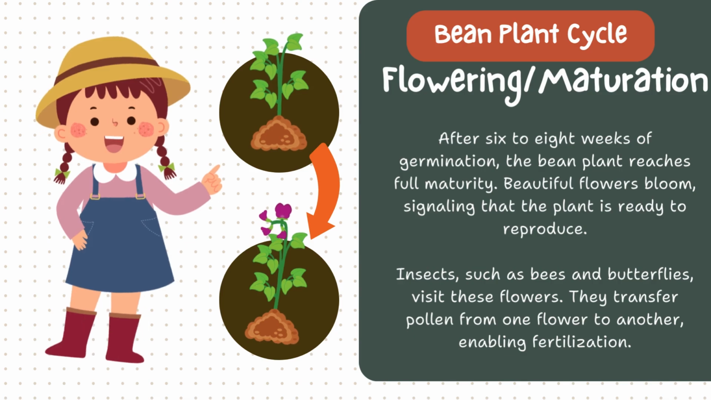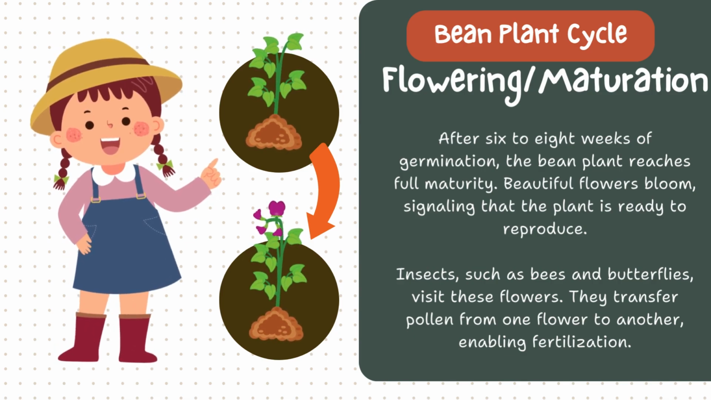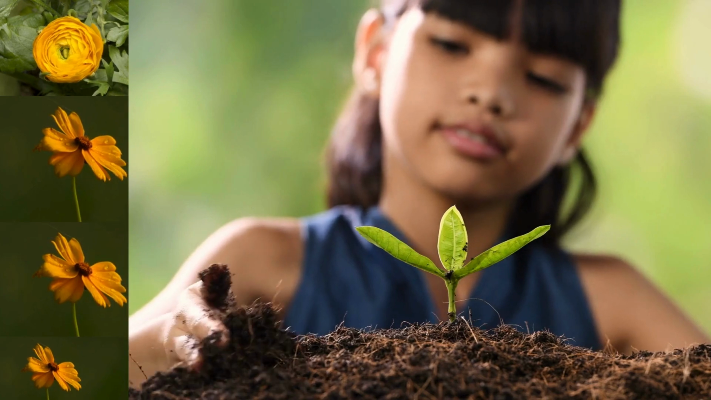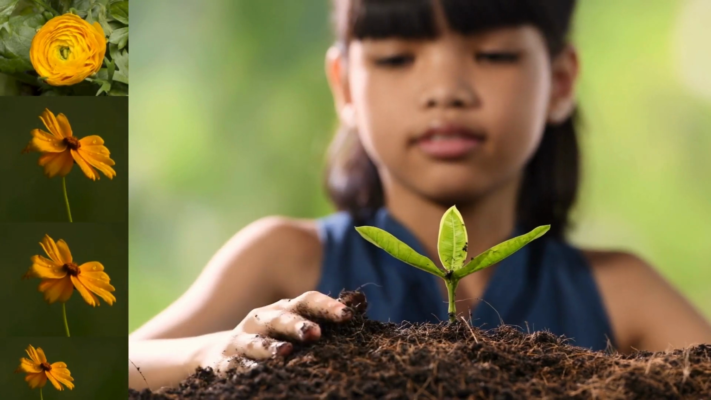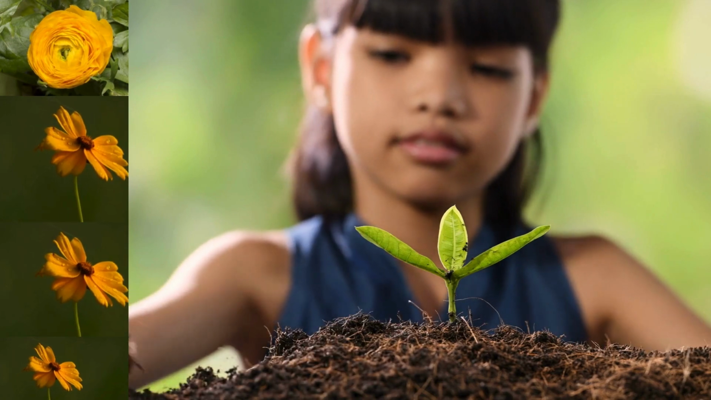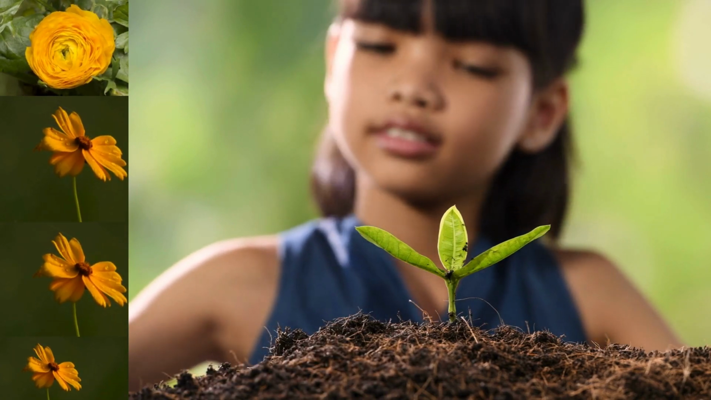Stage 4. Maturation and harvest. The pods mature, and the beans inside are ready to become seeds for the next generation. Depending on the bean variety, the time to harvest varies. Green beans are typically ready for harvest in late summer or early fall.